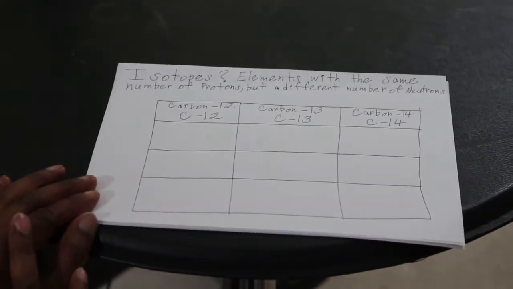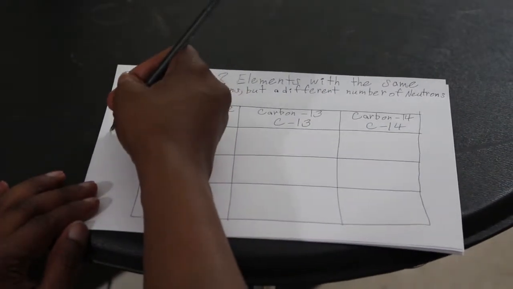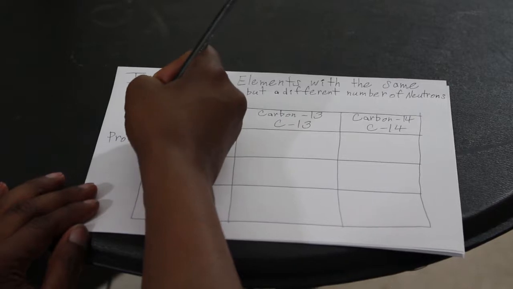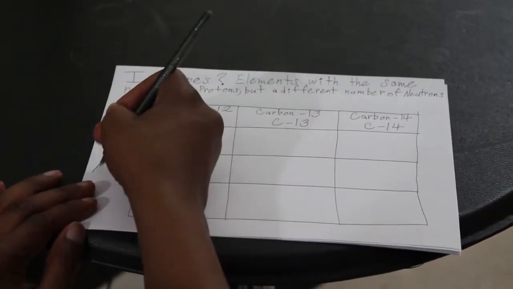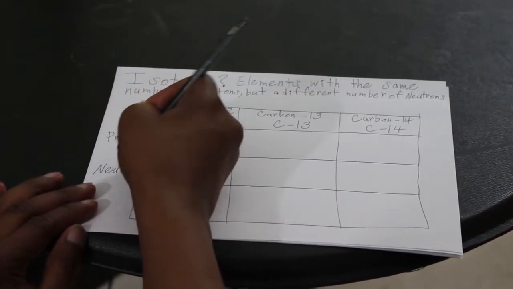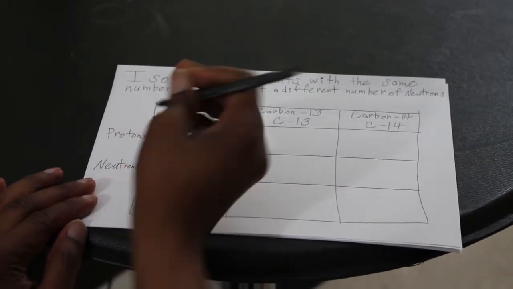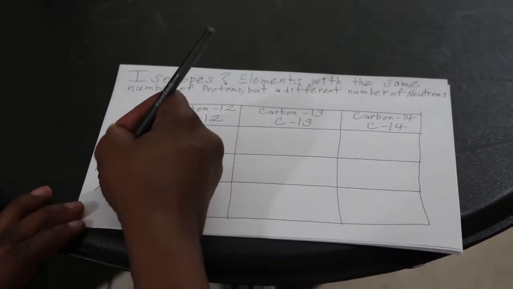The three things that we're going to be looking at is the number of protons, neutrons, and the resulting mass number.